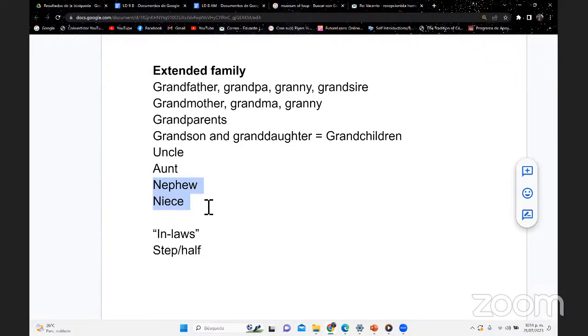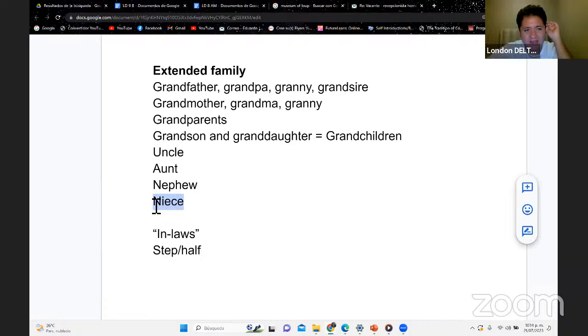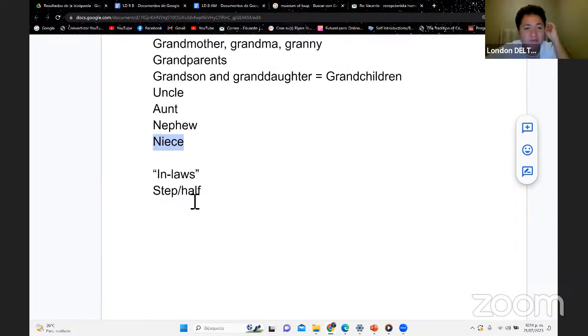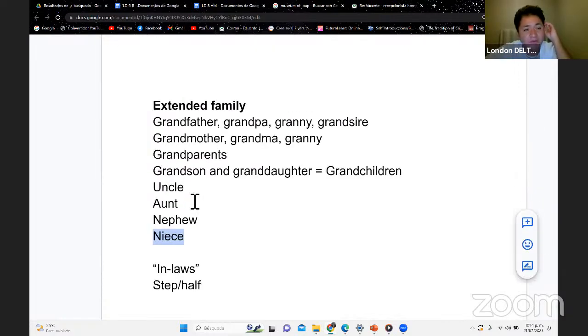Nephew, nephew, yeah. Niece. Niece. Nice is like "nice to meet you." Sí. This is niece. Niece. Very well. So they are the extended family, right?